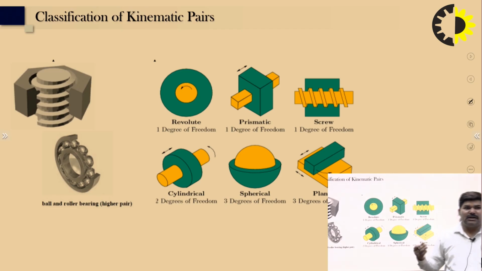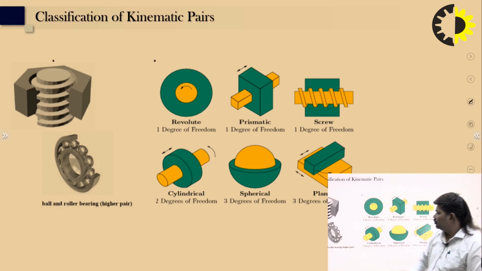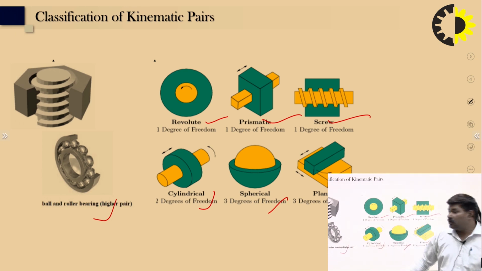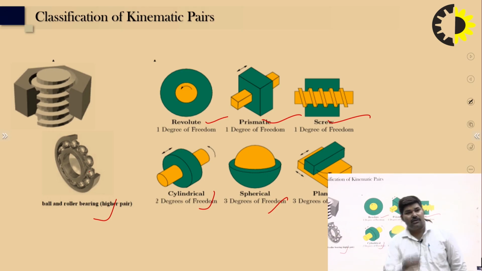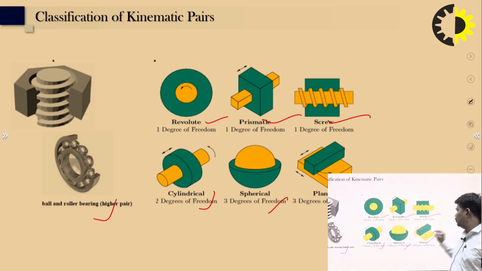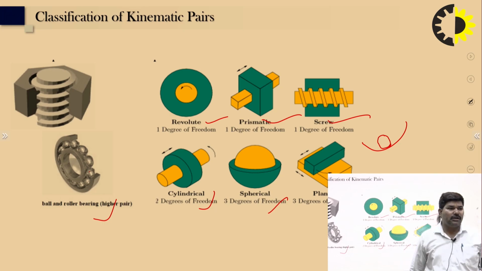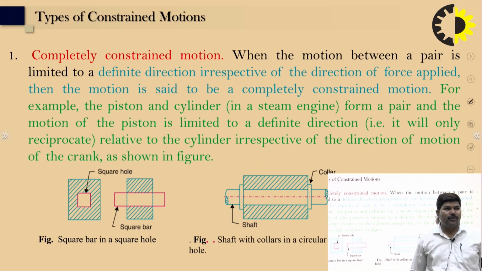You can see here the different types in the classification of kinematic pairs: the revolute pair, prismatic pair, screw pair, planar, spherical, and cylindrical, and the ball and roller bearing with the higher pair. These are examples because the ball and roller bearing connect with a point contact. The ball is connected with the bearing at a particular point, right? So you can say that the ball and roller bearing is a higher pair.